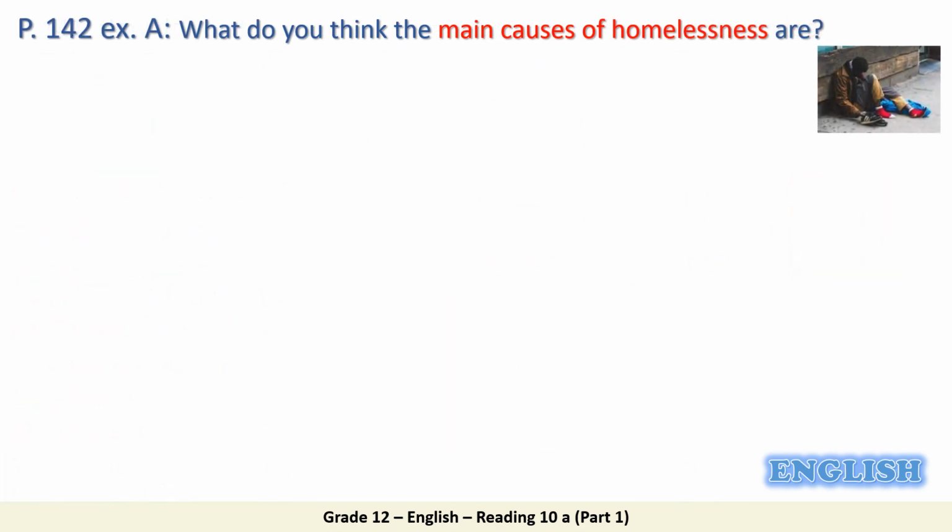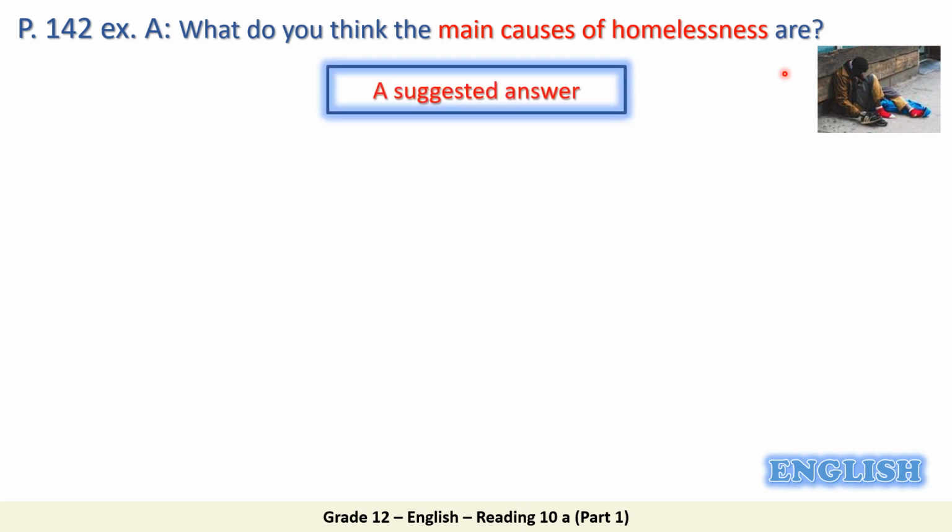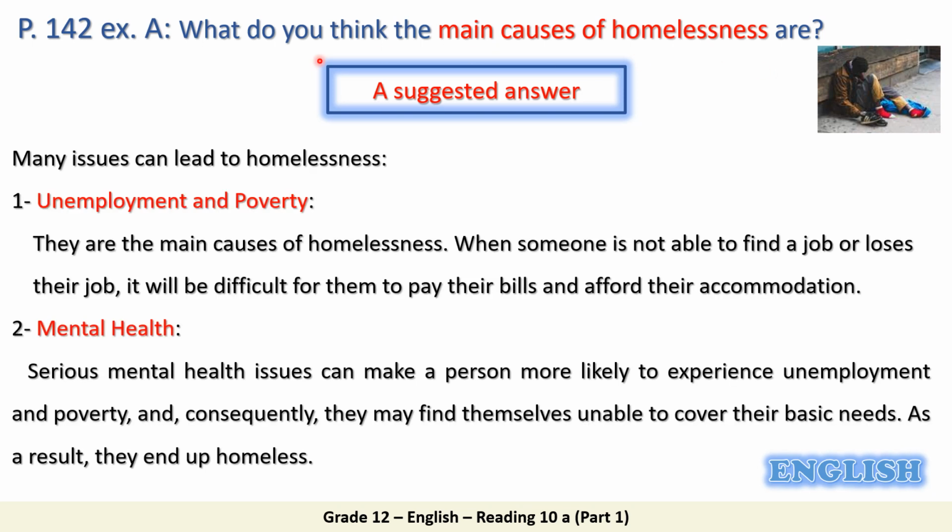Let's take this question. What do you think the main causes of homelessness are? Take your time, prepare your answer, and then take this feedback. This is a suggested answer. Many issues can lead to homelessness. For example, unemployment and poverty. They are the main causes of homelessness. When someone is not able to find a job or loses their job, it will be difficult for them to pay their bills and afford their accommodation.